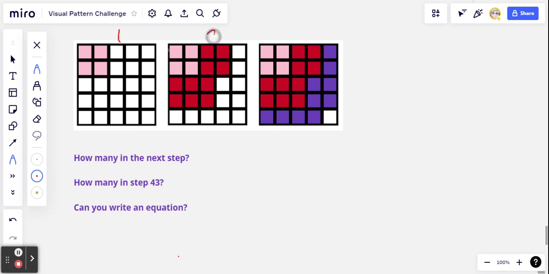Here's step 1, step 2, step 3, and your challenge is to predict the number of colored squares in step 4. If you can do that, can you predict the number in step 43? And can you write an equation that could be used to predict the number of colored squares in any step at all? So that's the challenge. If you'd like to accept it, pause the video and see what you can do.